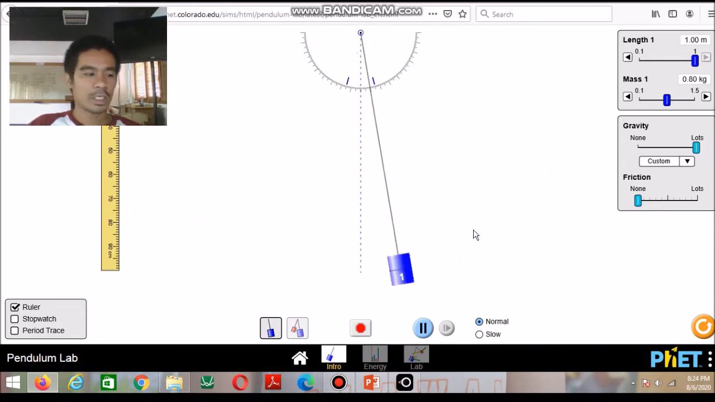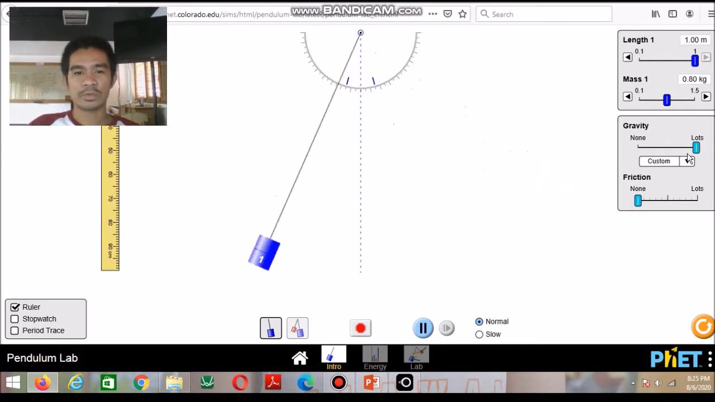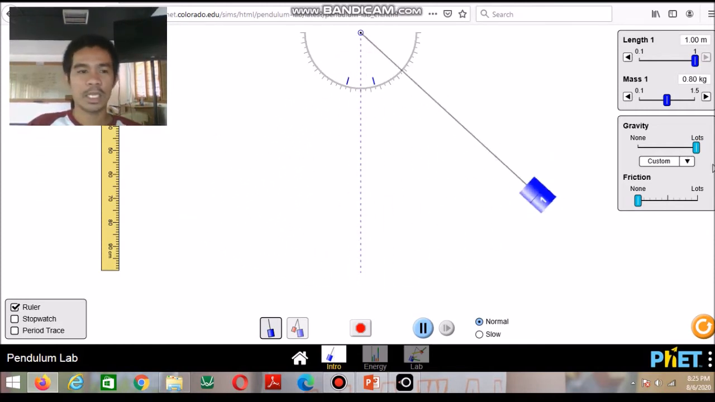So the greater the acceleration due to gravity, the smaller the period. Or the smaller the acceleration due to gravity, the longer time it takes to move one cycle, or the bigger the period.